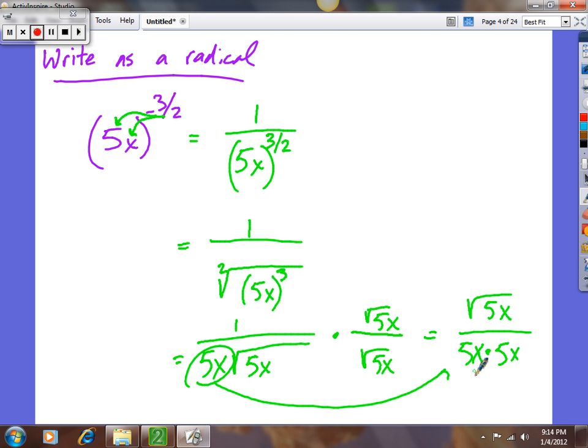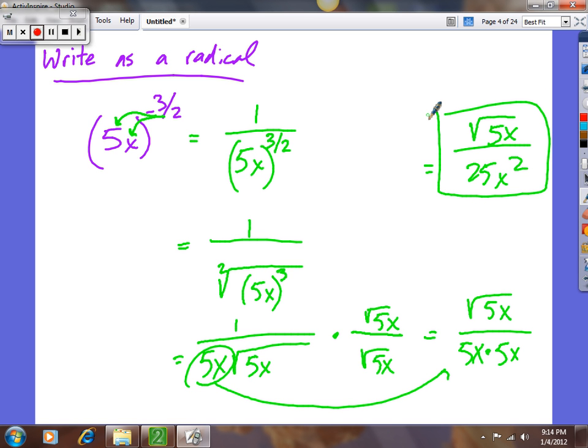So now let me write it up here. Your answer is going to be square root of 5x on top, and in the denominator you're going to have 5 times 5 is 25x squared, and that is your final answer. So it looks like it's a 4 or 5 step problem.